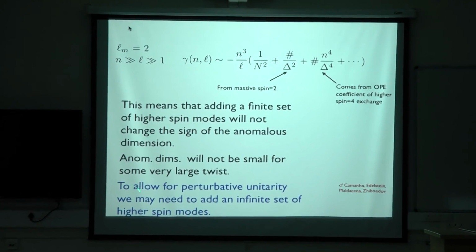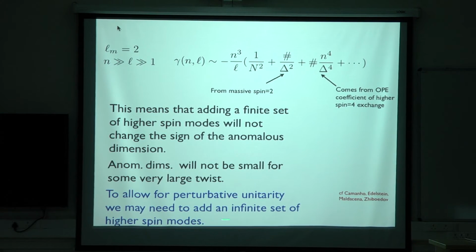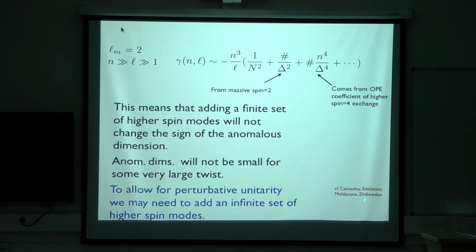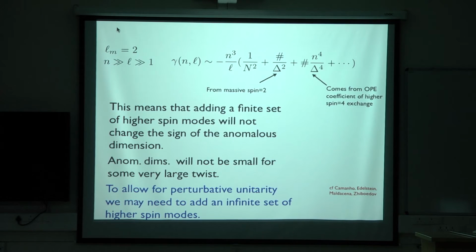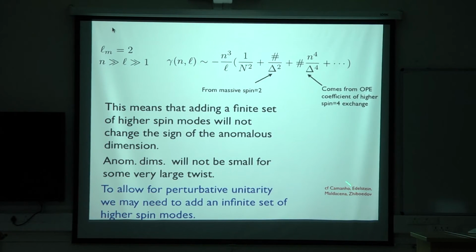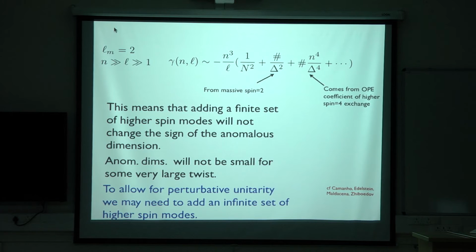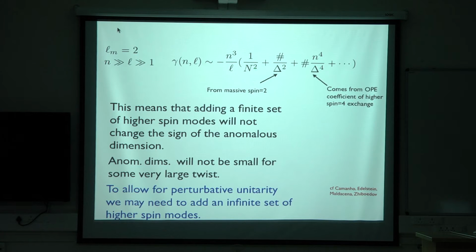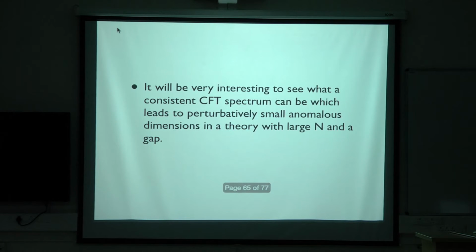So it appears that to allow for perturbative unitarity, we may need to add an infinite set of higher spin modes for this result to be valid. This is similar in spirit to the conclusions reached by Camanho, Edelstein, Maldacena, and Zhiboedov. Of course, in their calculation, they had clever arguments where they were able to conclude that even when n is large, you'll have such a problem with causality. So it will be very interesting to see what a consistent CFT spectrum is, which can lead to perturbatively small anomalous dimensions in a theory with large n and a gap.